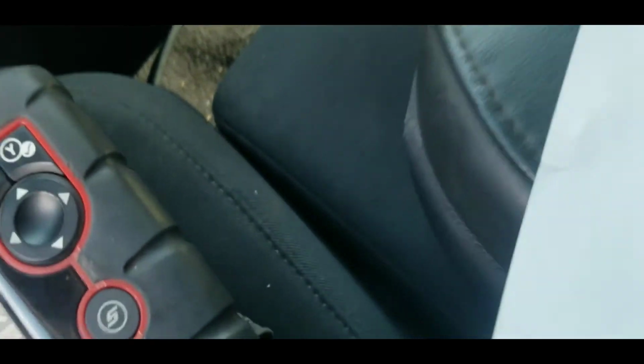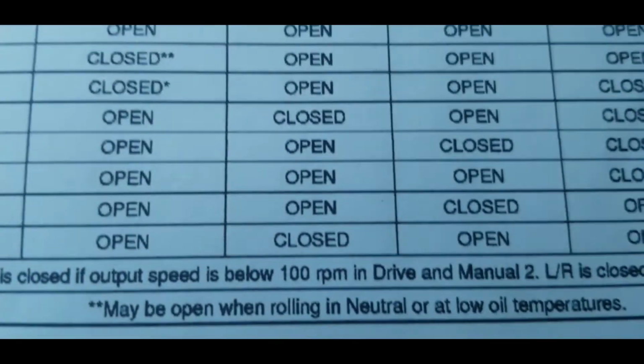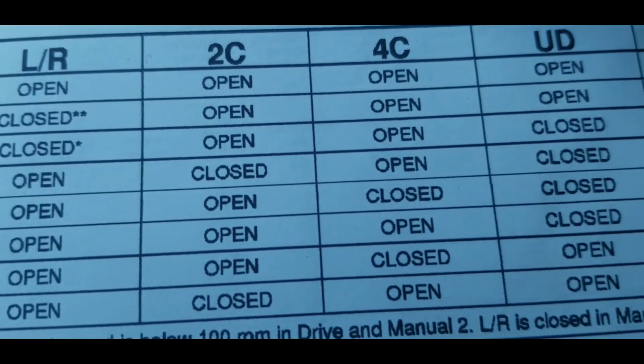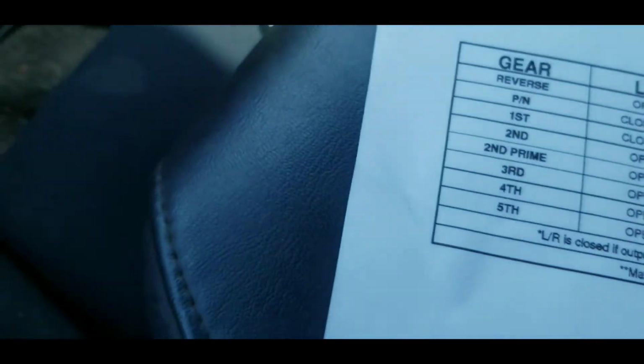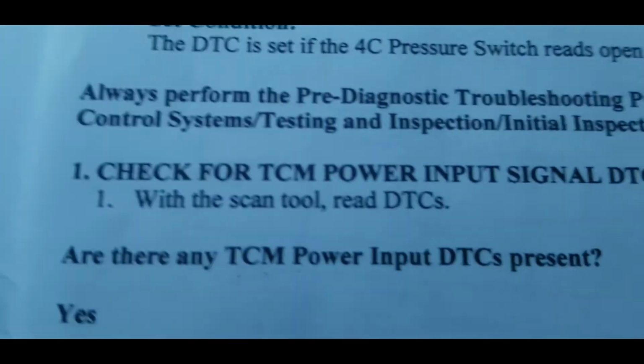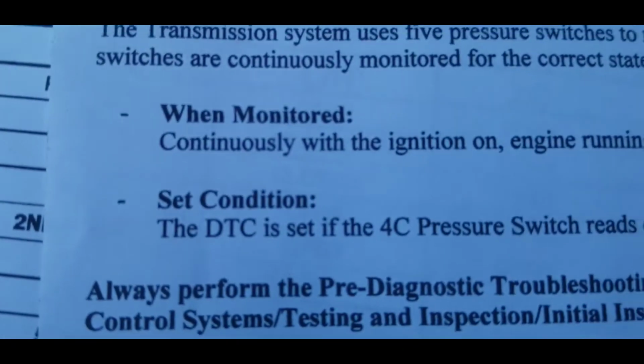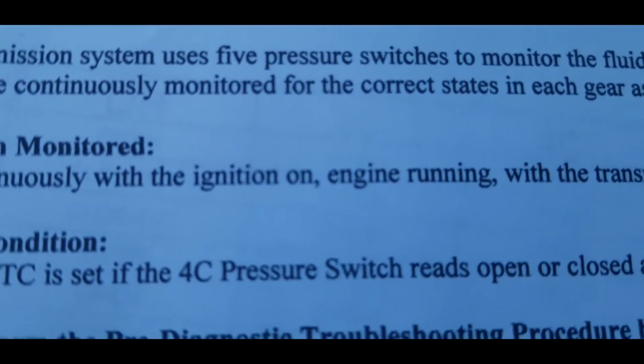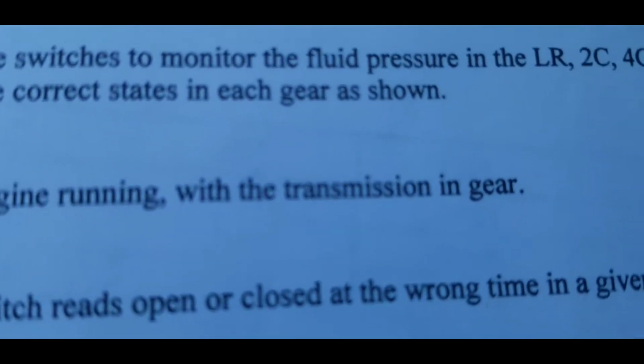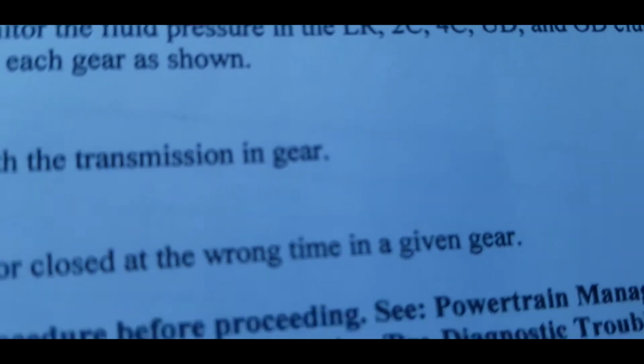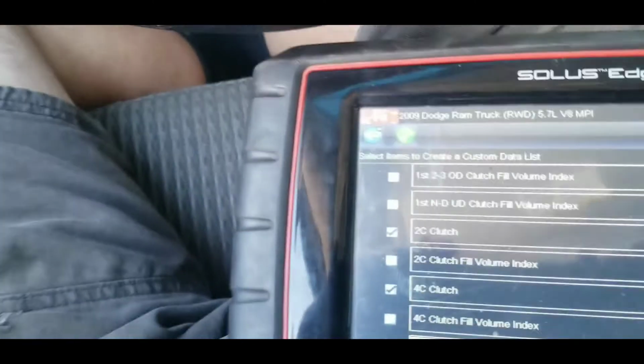This right here, neither one should be on at the same time. This says clearly right here, set conditions. DTC is set if the 4C pressure switch reads open or closed at the wrong time in a given gear. Okay, start it up.